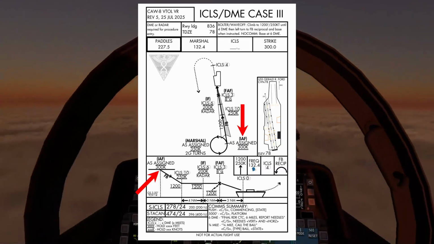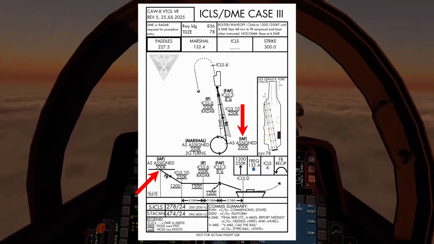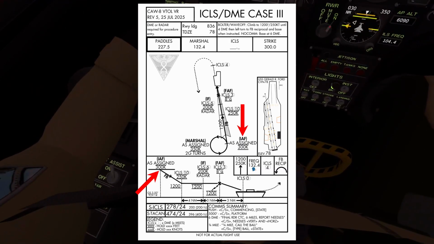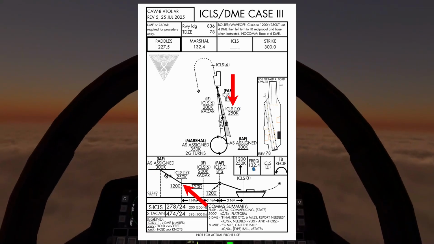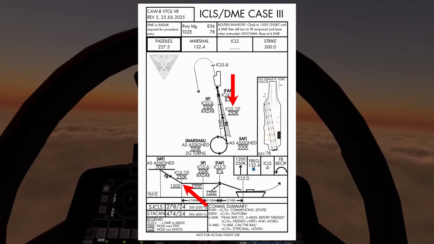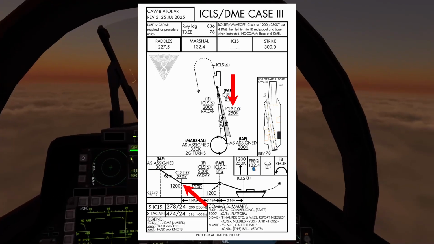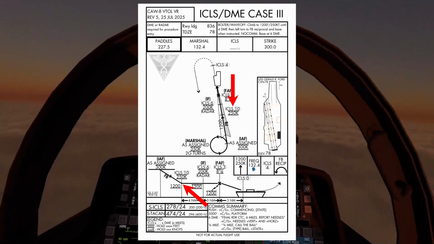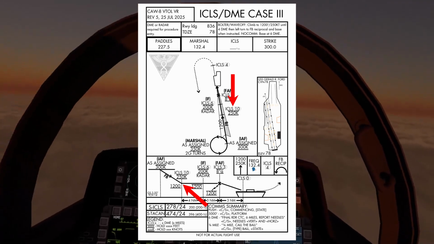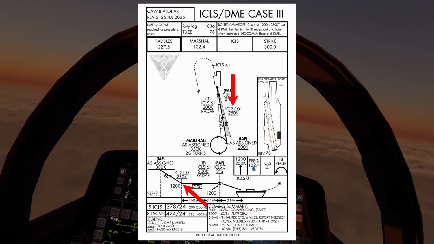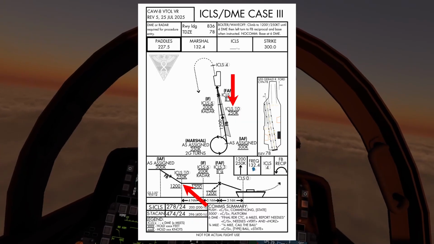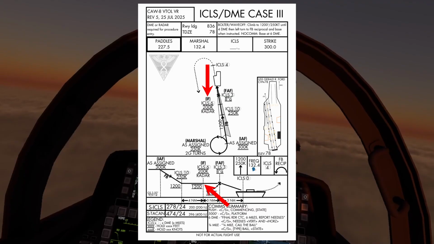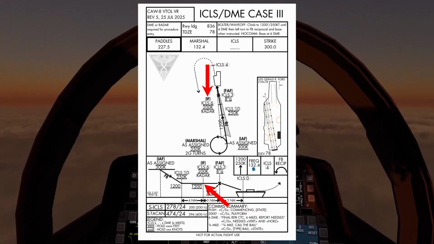After passing the IAF, we reduce our speed to 300 knots and begin descending towards 1,200 feet. Our next fix is labeled ICLS 10, which tells us it's 10 DME from the carrier. When crossing that fix, we want to be at or above 1,200 feet, and after we cross it, we slow down to 250 knots. The next fix, our intermediate fix, is at 6 DME.